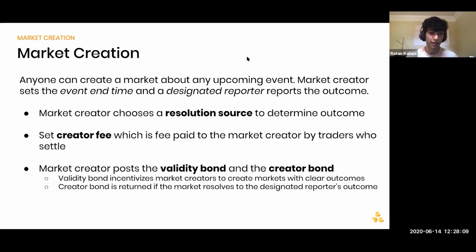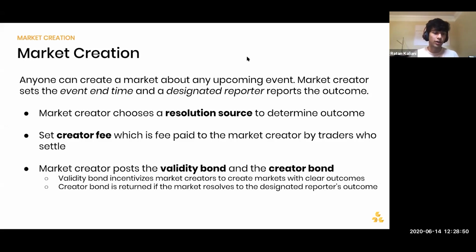Additionally, when market creators are creating the market, they set a creator fee and they post the validity bond and the creator bond. The validity bond incentivizes market creators to create markets with clear outcomes. Stuff that wouldn't be as clear, like is Nishan's cake good, wouldn't be as valid of a prediction market to create. And the validity bond ensures that market creators are creating prediction markets that actually have clearly defined outcomes. Because on Augur, people have the ability to create any prediction market, so it's necessary to mitigate ambiguous prediction markets on the platform. The creator bond is returned to the market creator if the market resolves to the designated reporter.